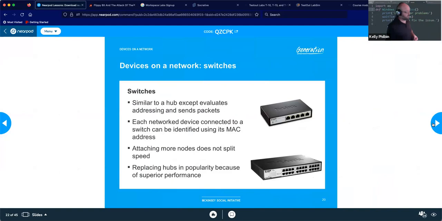Similar to the hub, except it uses addressing to forward packets. So now if I want to send a message to Majid, it's going to create a direct connection between me and him and not send my information out to everybody else. It's going to use our MAC addresses. So that social security number, that identifying number for our network interface card, is going to be used to forward that communication. So I would use Majid's MAC address to forward information to him.